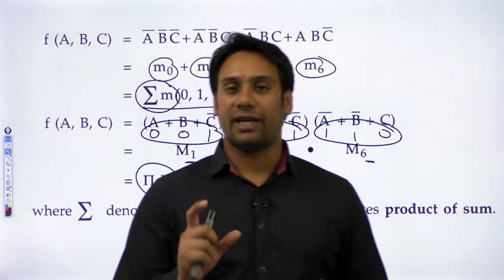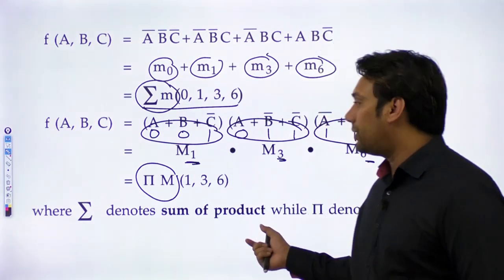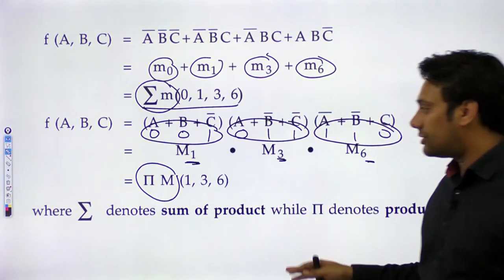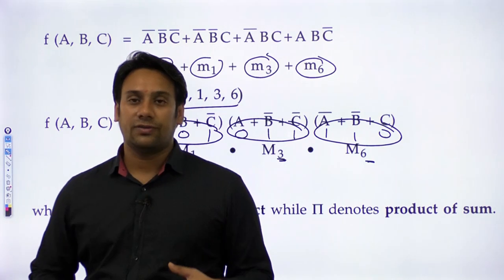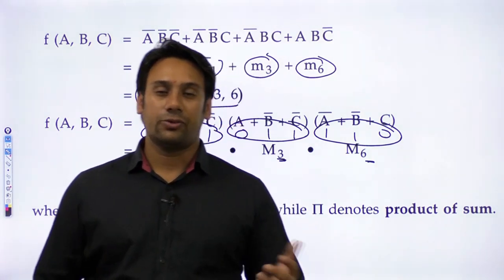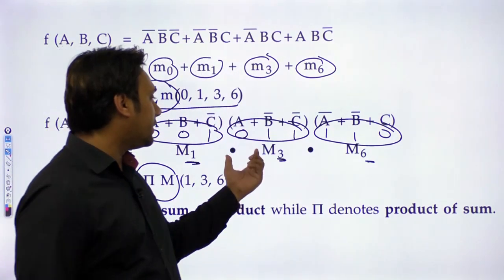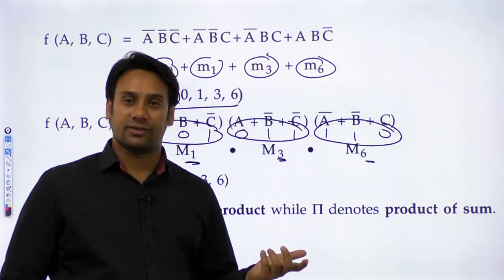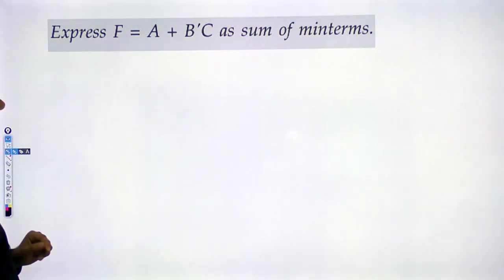In product of sum we use pi, and in sum of product we use summation. So this should be clear, because we are going to use these terminologies extensively while solving questions in your examination. Most of the time they will give you these terminologies only while asking the questions. Okay, so let us take this example.